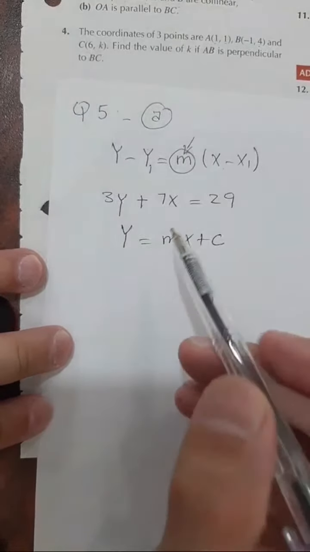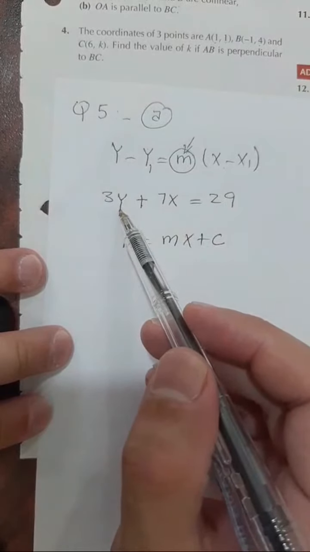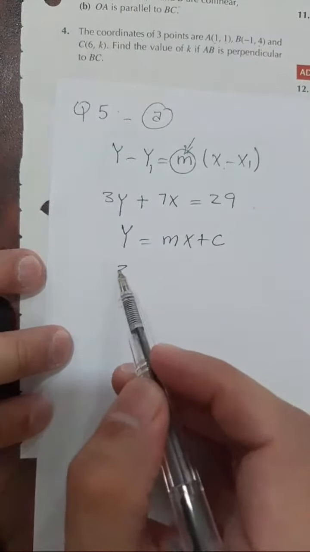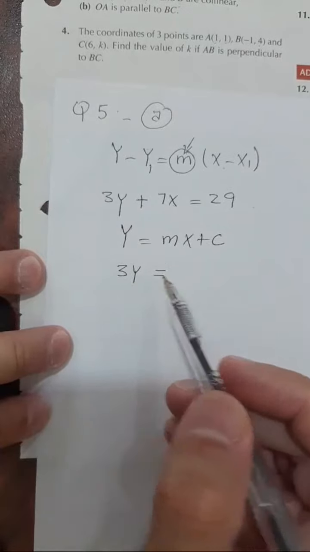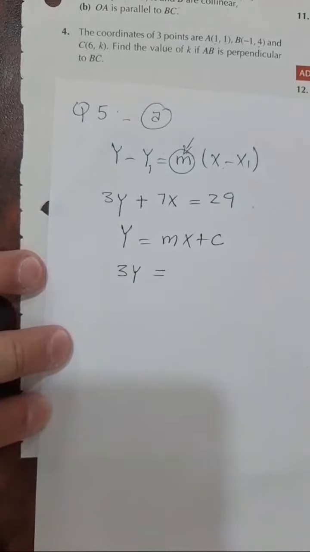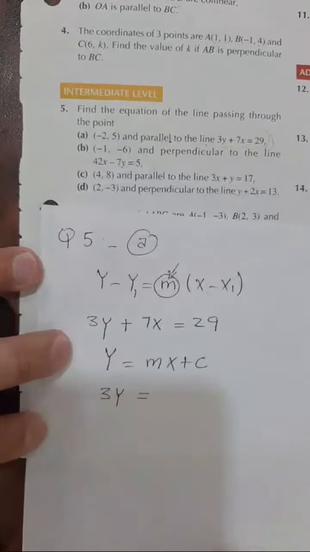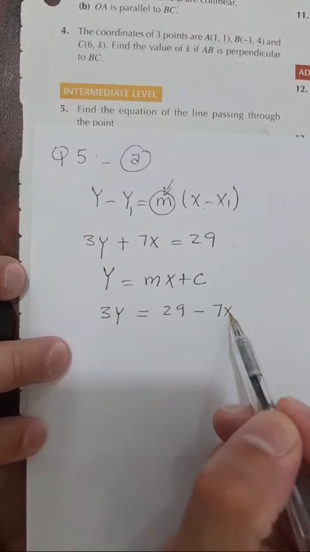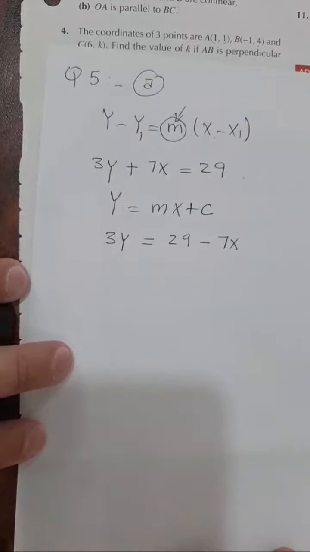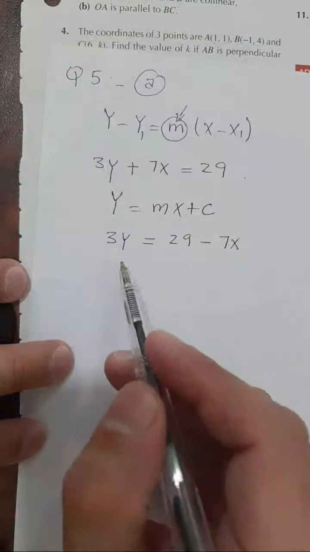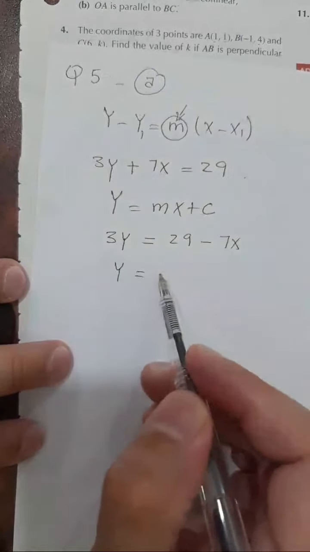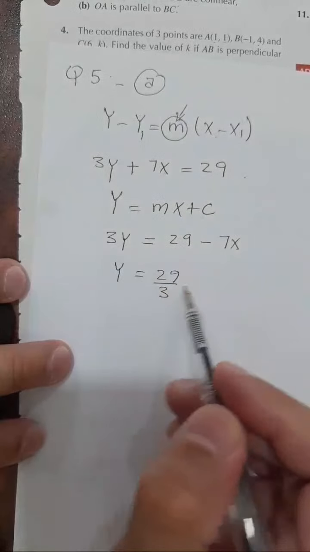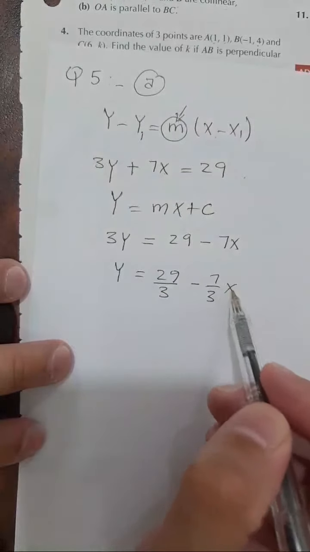So you can do that. You have to make y the subject over here. So move 7x to the right side. So 3y will be equal to 29 minus 7x. Isn't it? Yes. 29 minus 7x. Now from here, y will be equal to 29 by 3 minus 7 by 3 x.